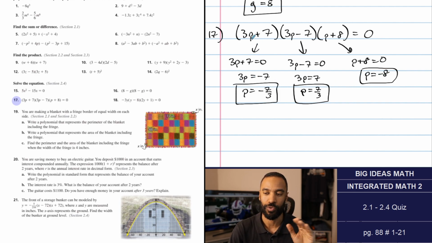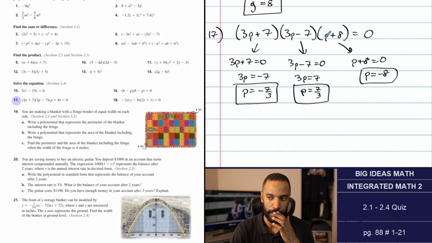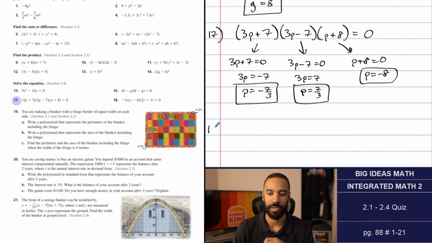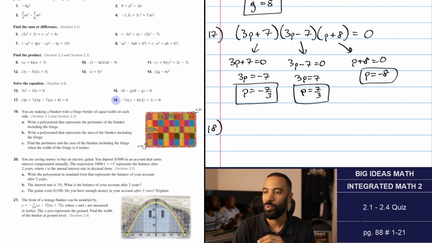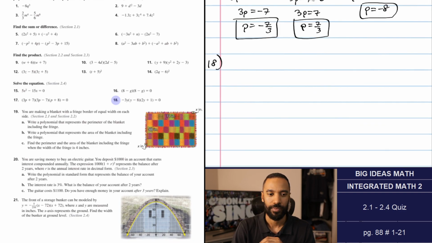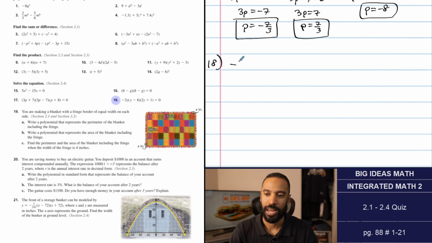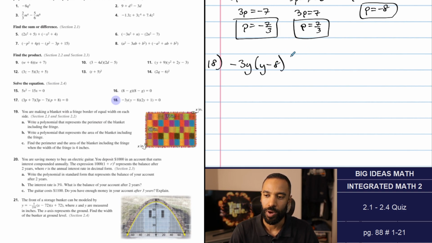3 different values for which you can get 0 for any one of these quantities, and when you multiply it, your product becomes 0. And then lastly, number 18, at least from this set here for solving the equation, we have negative 3y times 2 other factors, so negative 3y times y minus 8 times 2y plus 1.